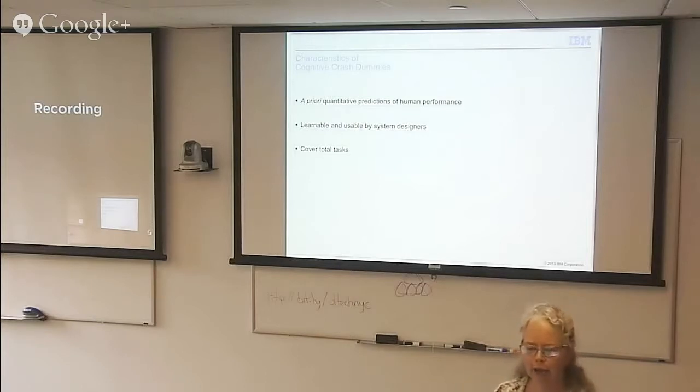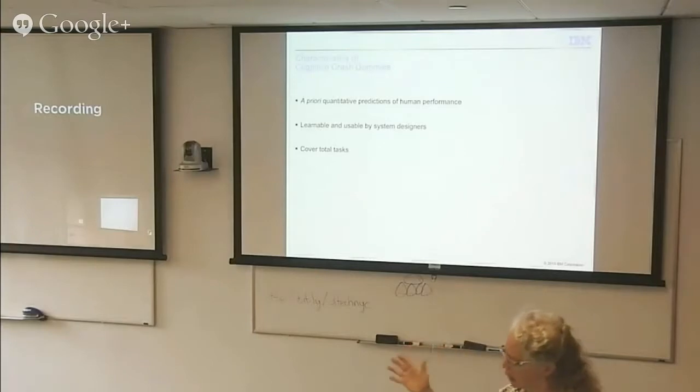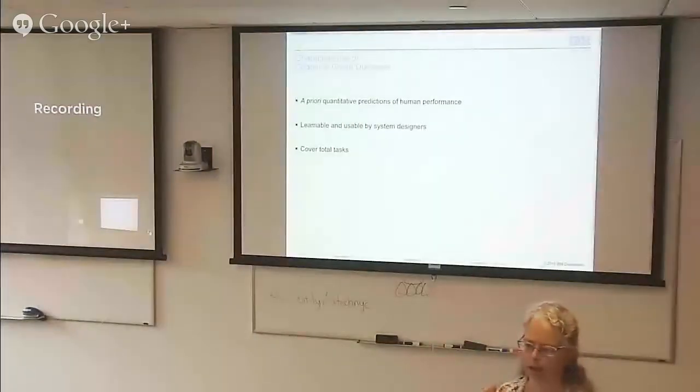And it has to cover total tasks. In psychology research, typically you'll have a model of reading, or a model of visual search, or a model of hand movement, or a model of typing, or a model of decision making. And they don't talk to each other. But when someone comes to do something on your computer or pulls out their smartphone, they're doing all of that. And so the models have to cover all of it, everything people do when they come to an interface.